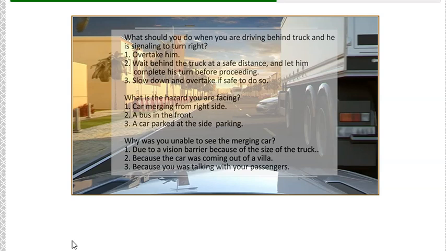What is the hazard you are facing? Car merging from right side. A bus in the front. A car parked at the side parking.